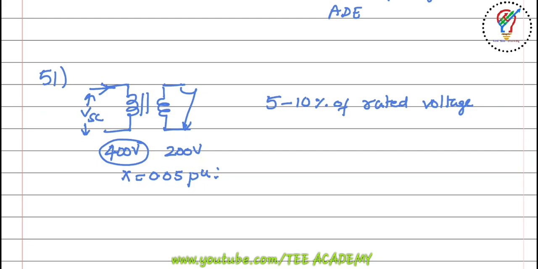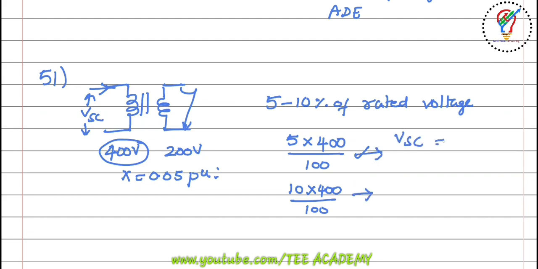What is the rated voltage on the primary side? It is 400 volts. Now 5% means 5 into 400 divided by 100, so this is the minimum voltage we need to apply. The maximum voltage will be 10 into 400 divided by 100. So VSC is going to be 20 volts as the minimum value, and 40 volts as the maximum. So while doing the short circuit test, we should take this voltage as minimum as possible.